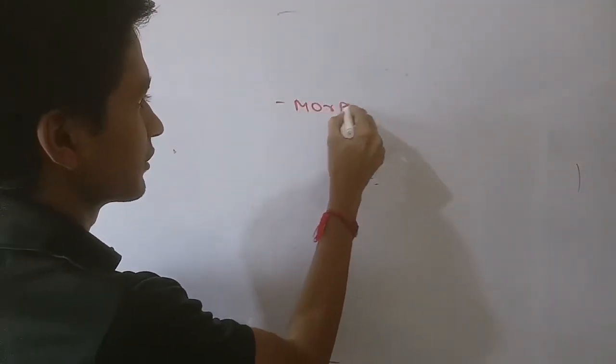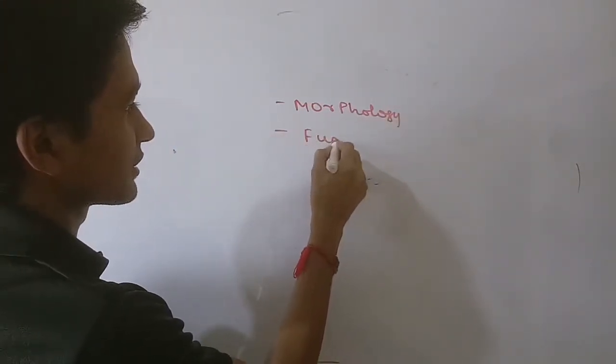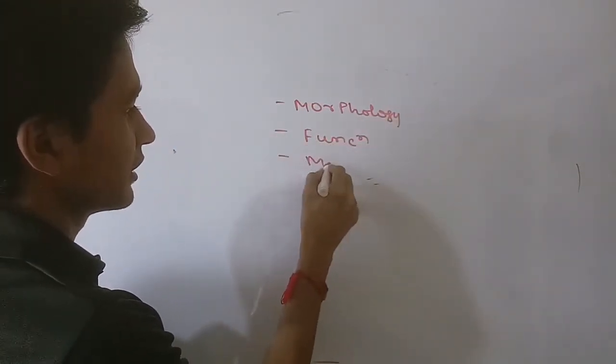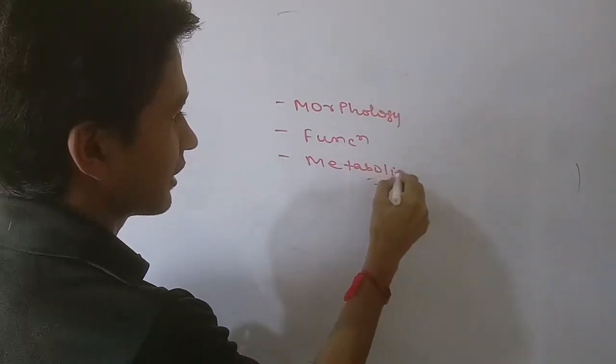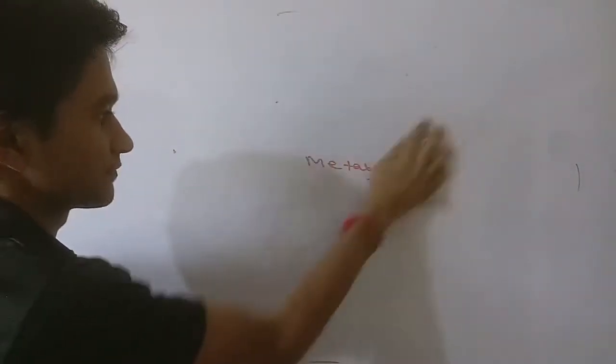Hello friends, in this video we are going to discuss about two things. First we will discuss the morphology of RBC and its benefits. Second, we will discuss the function of RBC, and third, the metabolism inside the RBC. And in our next video we will discuss erythropoiesis. So in this video we are going to start with the morphology of RBC.